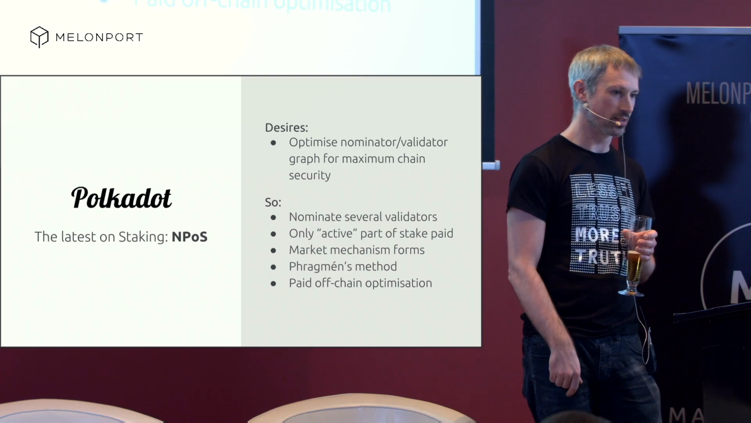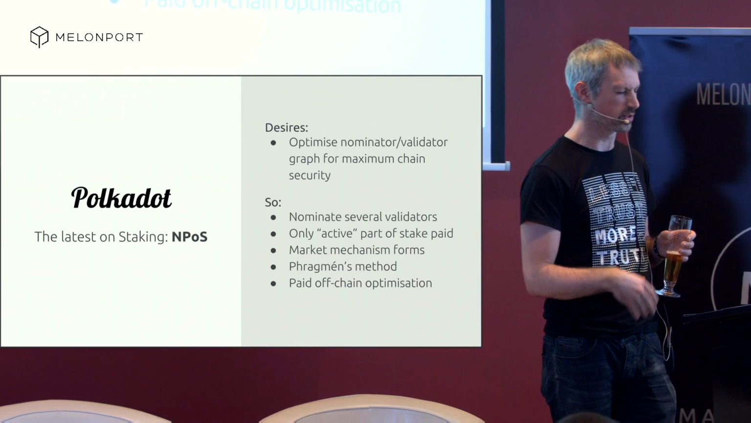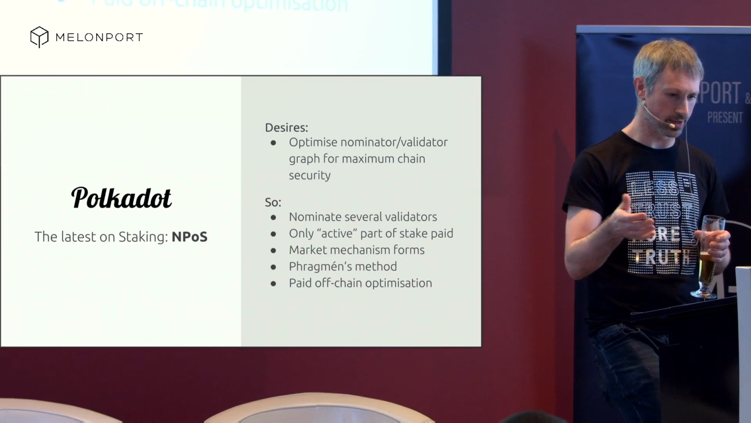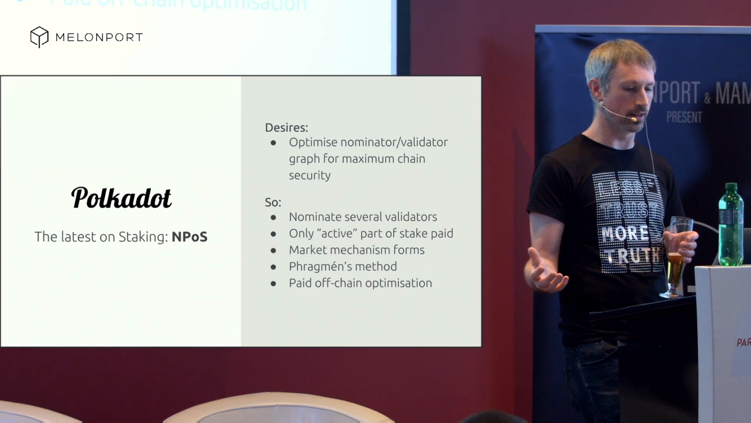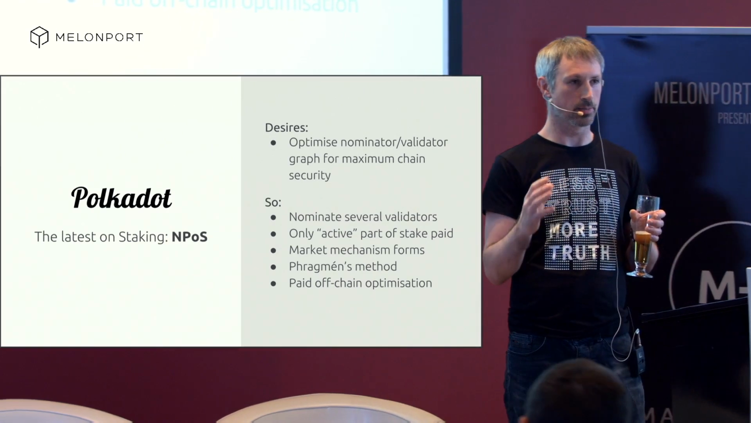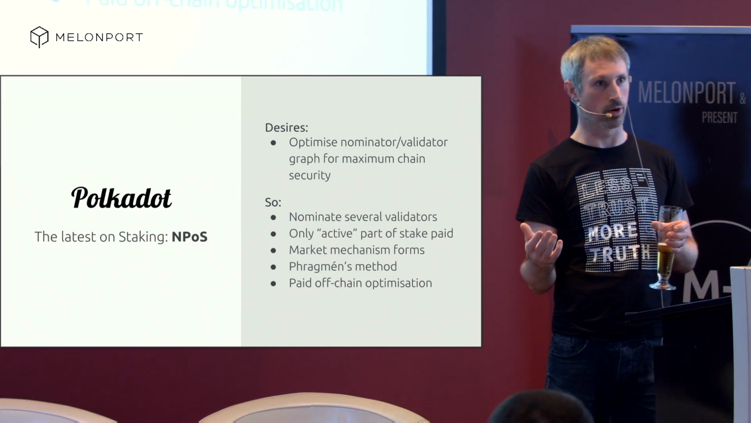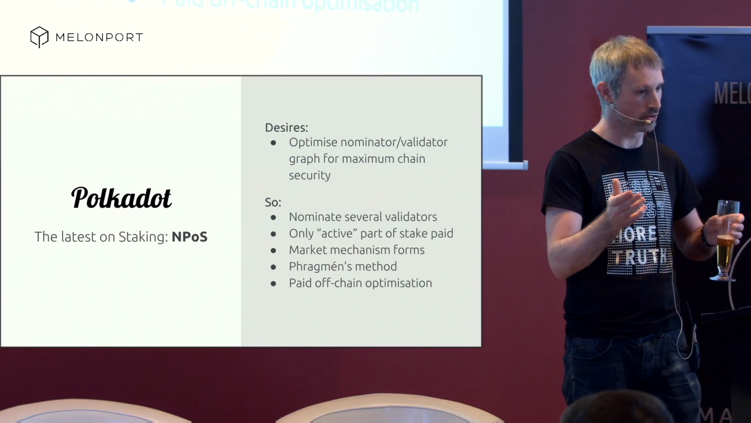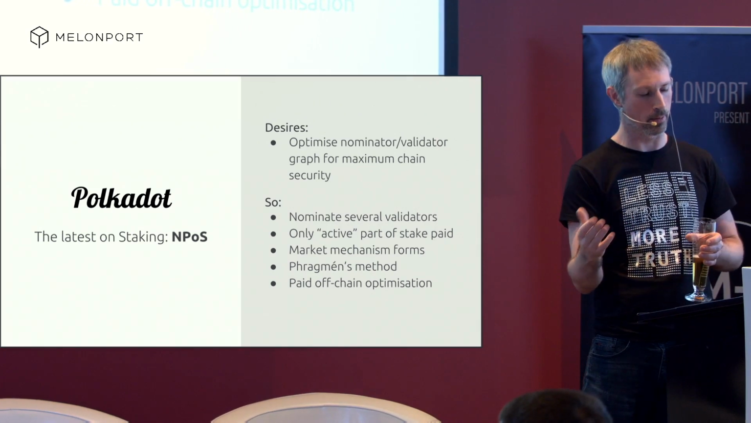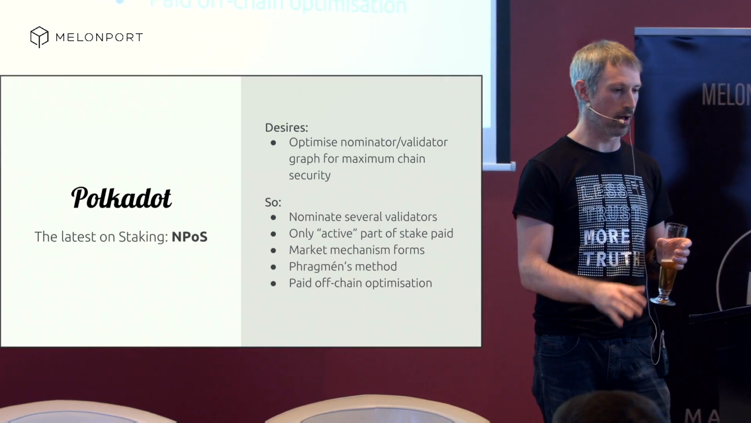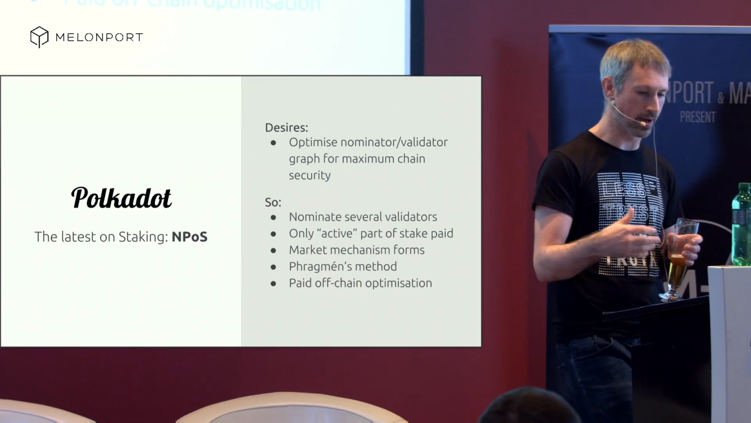NPoS, what's the latest on that? So we're going to optimize the nominator-validator graph for maximum chain security. I mentioned this earlier, the approval voting and graph optimization thing. Basically, it will come down to you nominating several validators. Only the active part of the stake is paid, so it pays to nominate more validators until, of course, you nominate one that wasn't secure and they got everything slashed and then you've lost all your money. So it's up to you to find that sweet point of, they're probably secure, they're probably honest, but they haven't got quite as much stake as all the others, and therefore I will get paid a greater reward.